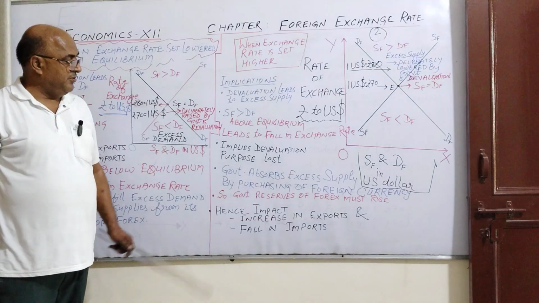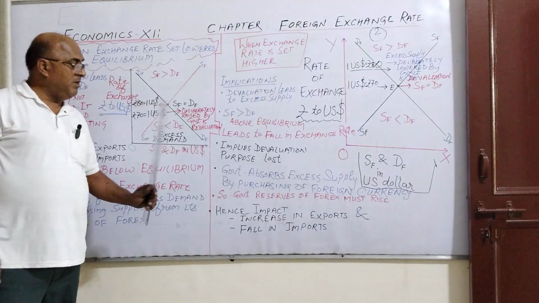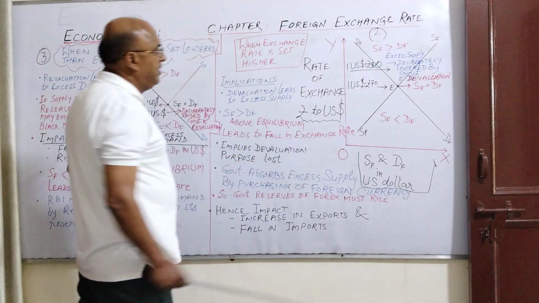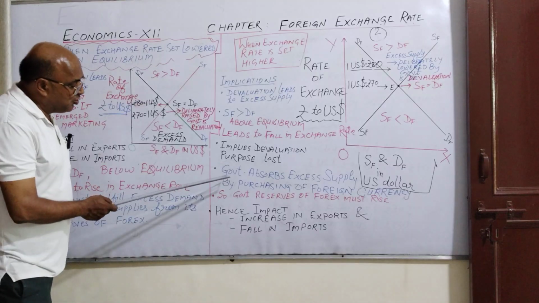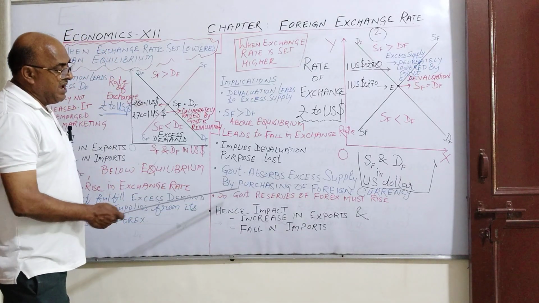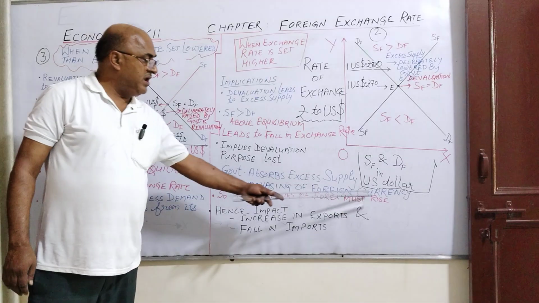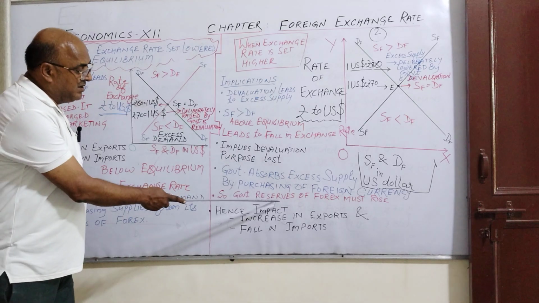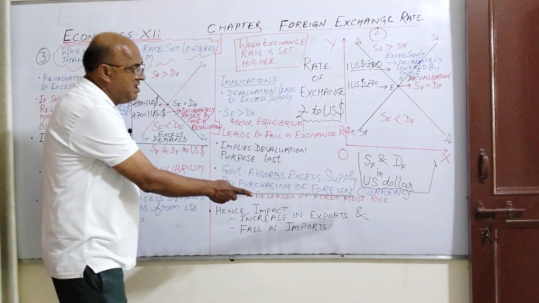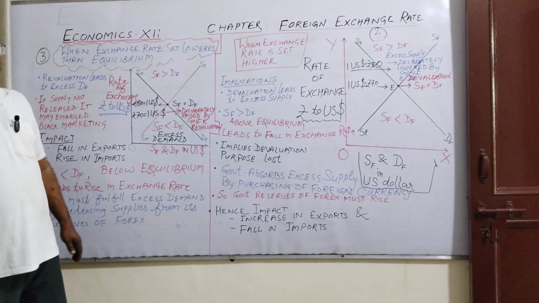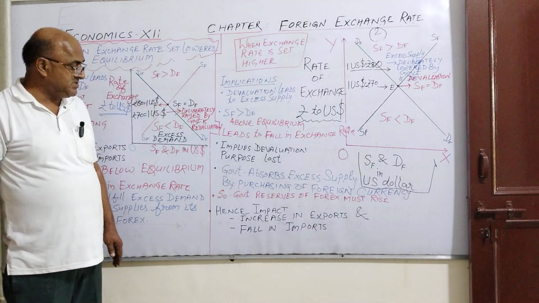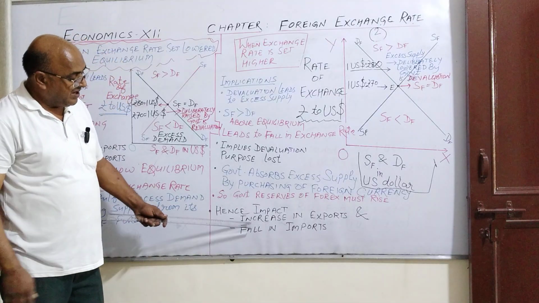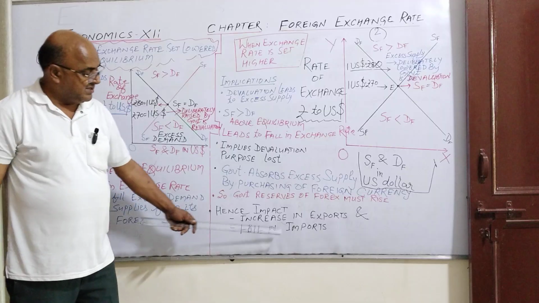Now it implies devaluation. The purpose of devaluation will be lost because the government deliberately lowered the exchange rate. So the government absorbs excess supply by purchasing foreign currency through the RBI on behalf of the government. So the government's foreign exchange reserves must rise. Hence we can say the impact is an increase in export and a decrease in imports.